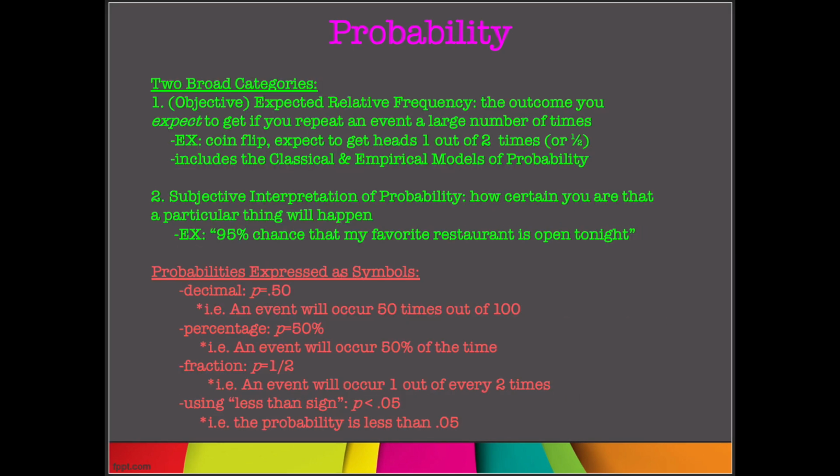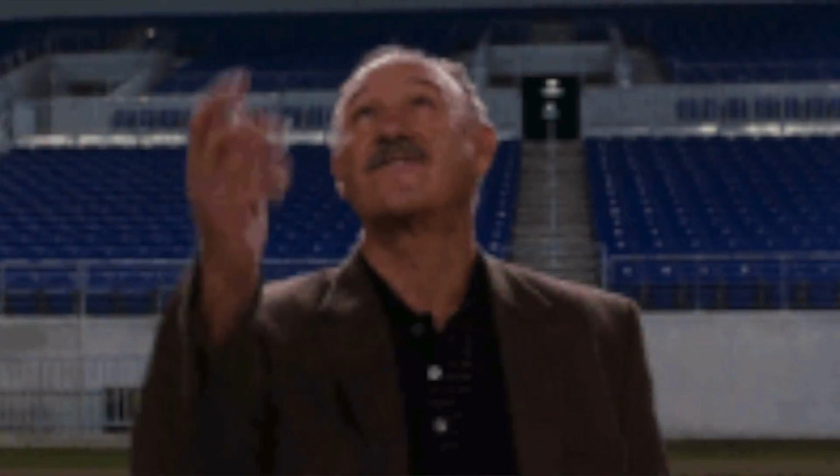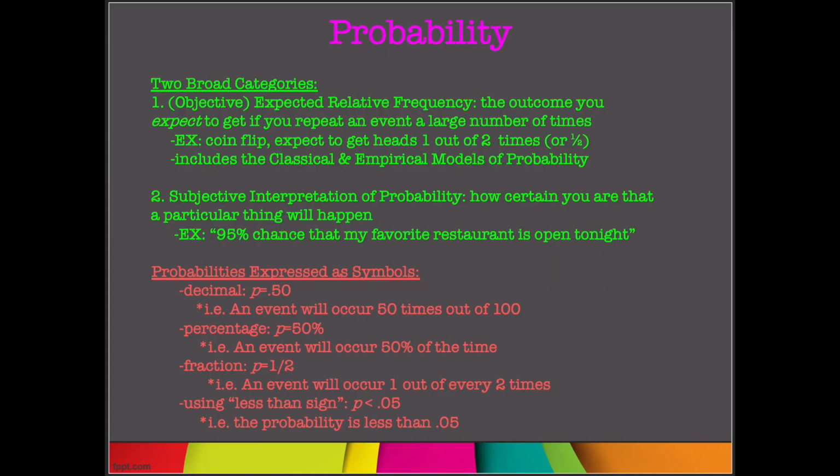Okay, so there are two main types of probability. There's the expected relative frequency and the subjective interpretation of probability. So for the first one, the expected relative frequency is the outcome you expect to get if you repeat an event a large number of times. So going back to that previous slide when we were talking about the coin flip, I would expect to get heads 50% of the time, and tails 50% of the time. Or in other words, I would expect to get heads 1 out of every 2 times, or half the time.